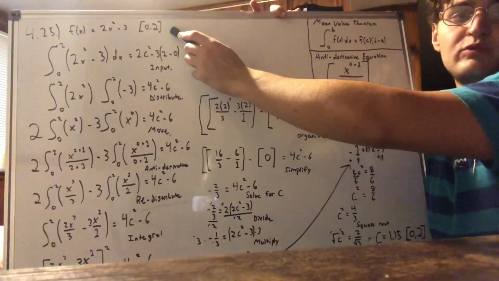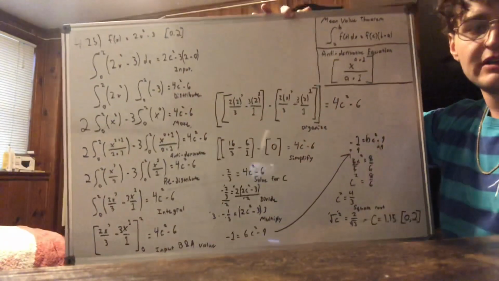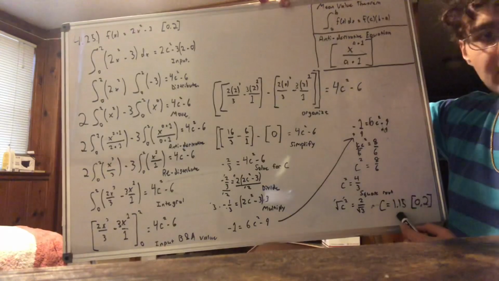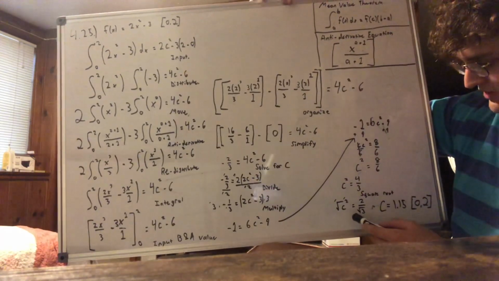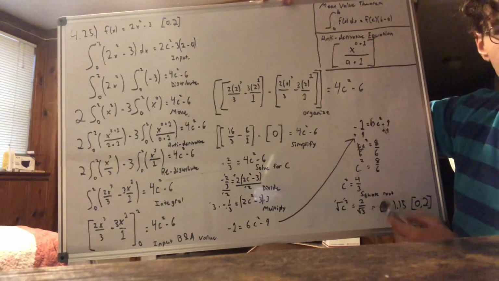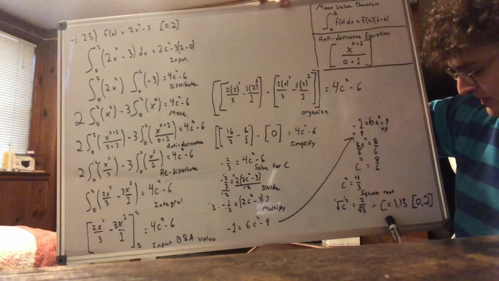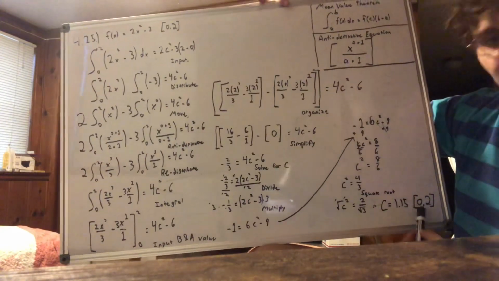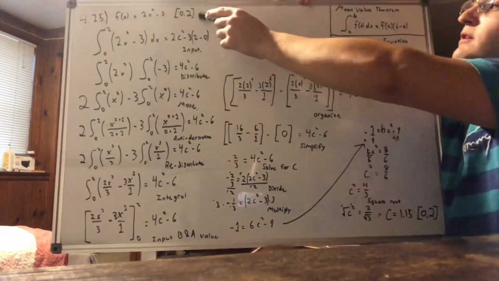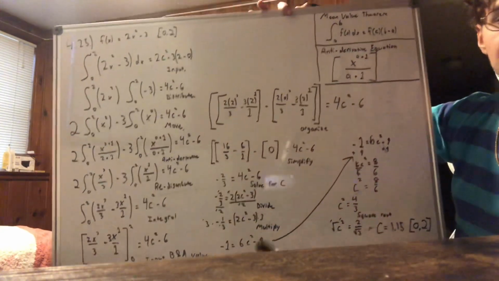this 0 and 2, we need to actually solve for c. And so that's what I did right here. I end up getting c equals 2 divided by square root 3. Square root 3 is like 1.73, and then I just divide 2 by 1.73, and then c equals 1.15, which is in between the points that we were given. So yes, it does work.